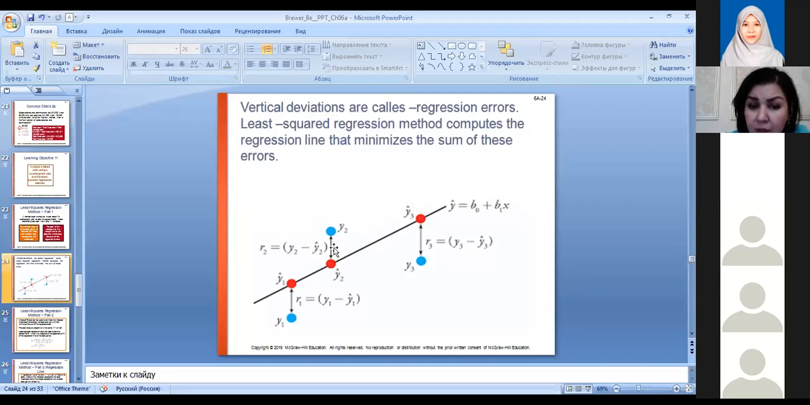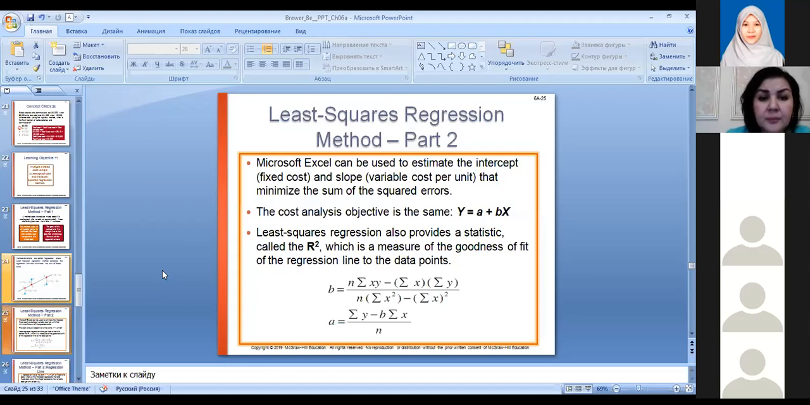These vertical deviations are regression errors. And this least squares regression method computes the regression line. This is a regression line that minimizes the sum of these errors. Okay?